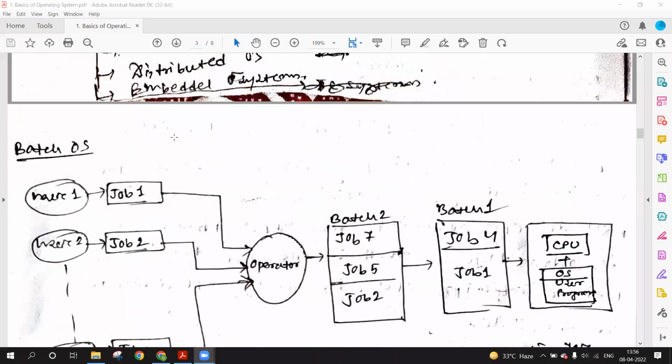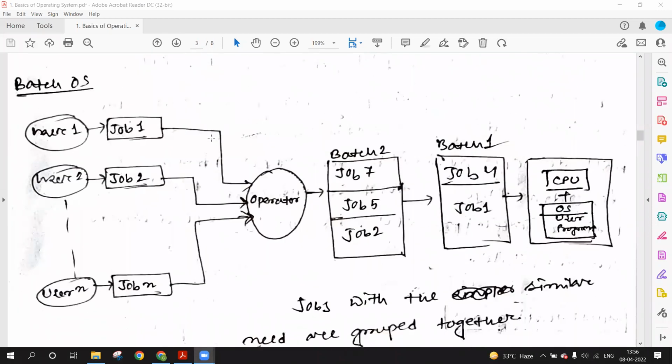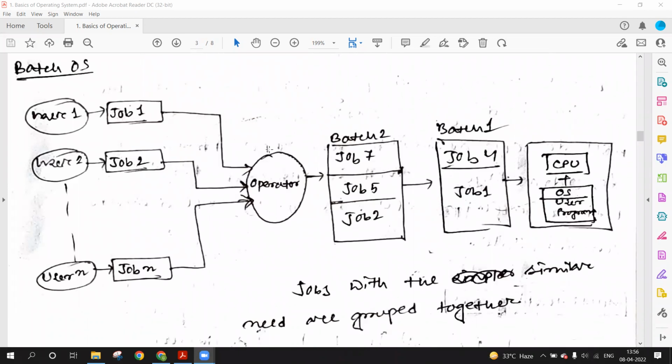Okay. So batch operating system means the first one. There are some users like user one, user two, user n, and each user will do some work like job one or job two. This is the operator, and there are some batches, batch two, batch one, in this way. Batch two means jobs with similar needs grouped together.